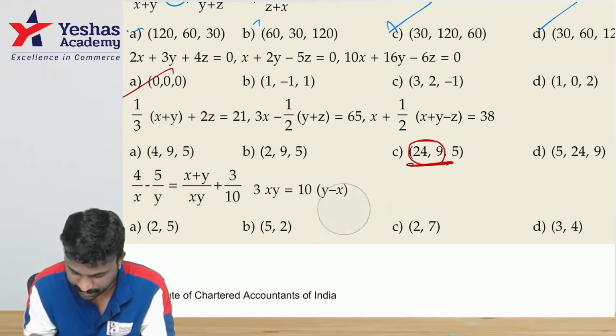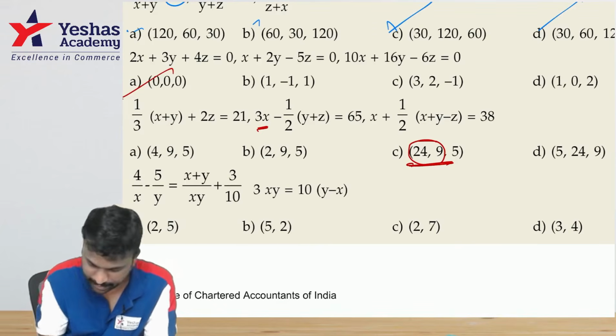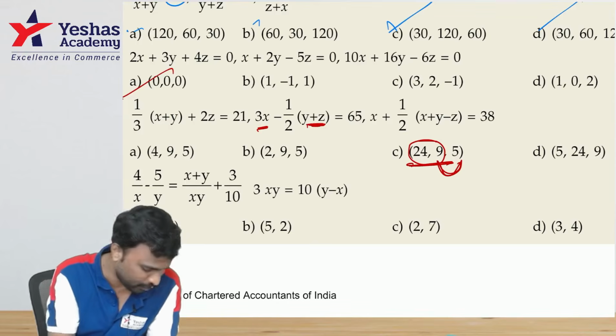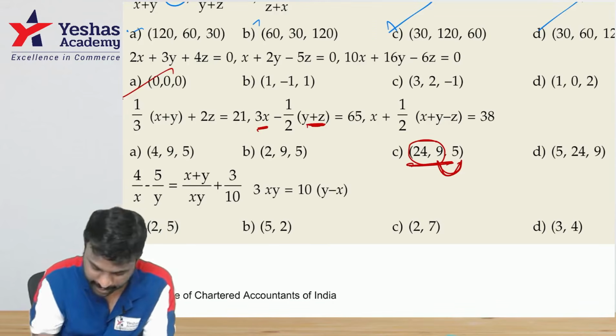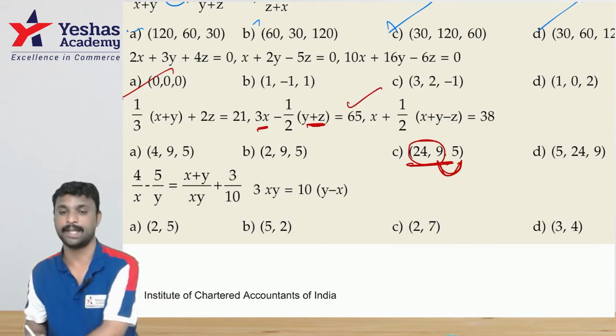Guys, how do I check the second equation? 3 into what's my x? 24. It's positive, so plus. Y plus z is what, guys? 9 plus 5 is 14. 14 divided by 2. Negative, so minus, then modulus. So 65, it is satisfying.